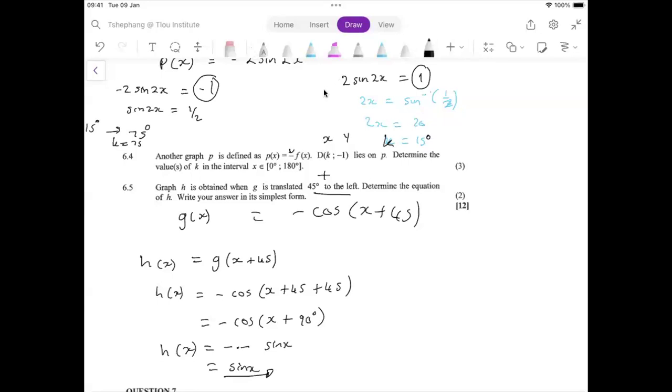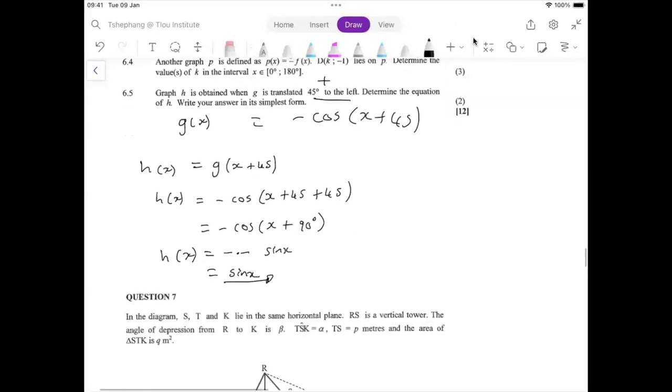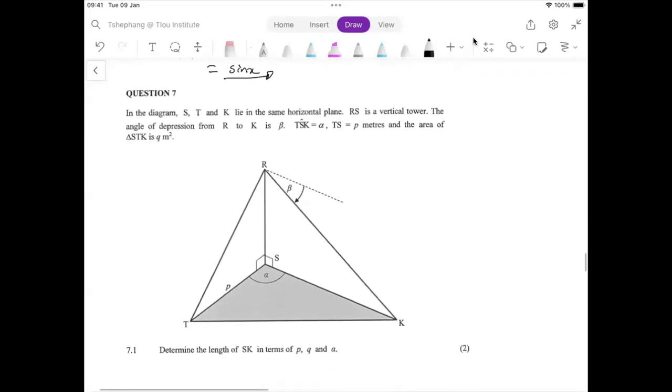Okay, somebody's asking if it's to the right, we minus. That is absolutely correct. When you shift it to the left, you add. When you shift it to the right, you subtract. I hope that is clear. Okay, now moving on.